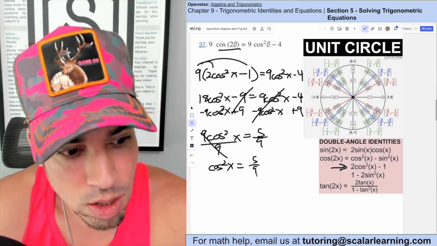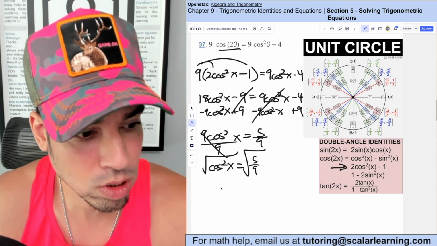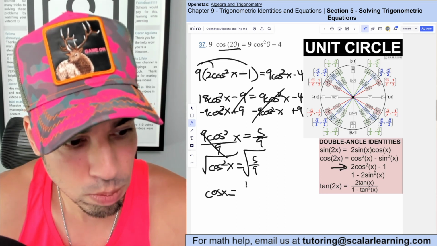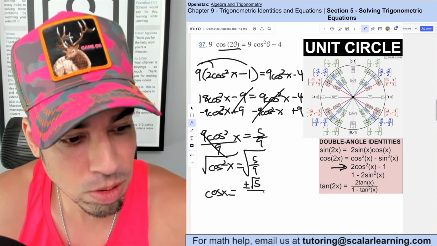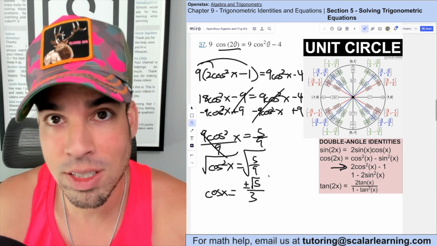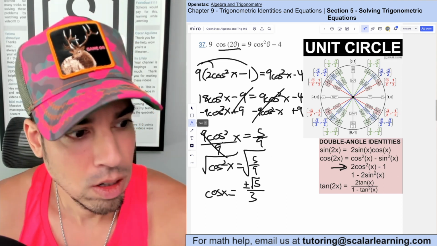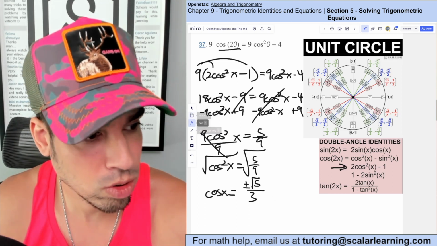Okay, now since this is something squared, I want to take the square root. So we're going to take the square root of both sides. And cosine of x, therefore, is equal to plus or minus square root of 5 over the square root of 9, which simplifies to 3. All right, now we have this. Now the thing is, this is actually not on the unit circle, so we're not going to get explicit values from the unit circle. Nevertheless, we can express exact answers using arc cosine, so let's do that now.